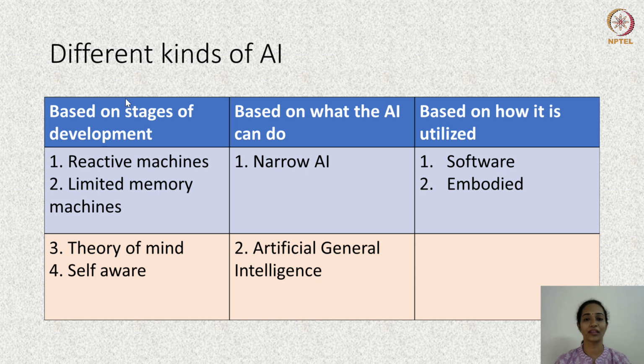A good example for a reactive machine is IBM's Deep Blue, which beat the chess champion Garry Kasparov in a game of chess. Another more recent example of a reactive machine is the spam filter which is in your inbox. It decides, based on certain pre-programmed rules, whether a mail that's coming into your mailbox should go into the inbox or into the spam. The second category of artificial intelligence are the limited memory machines.